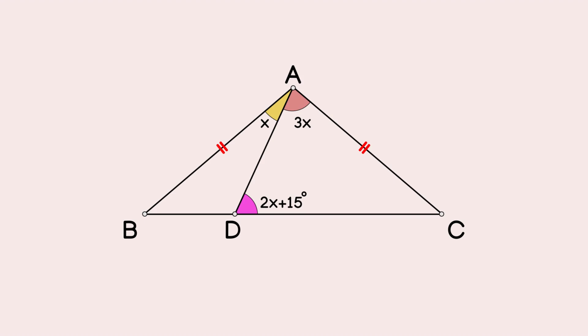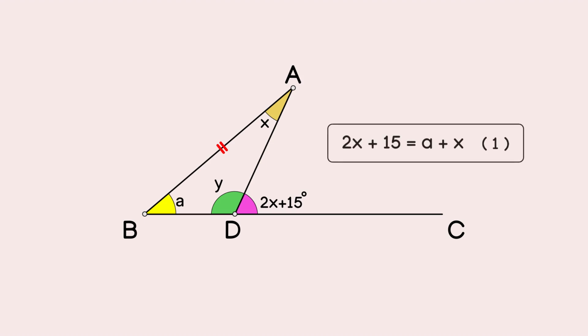Since the triangle ABC is isosceles with base BC, we can set the angles B and C equal to alpha. We also set the angle BDA equal to y. What do we notice? The angle ADC is an exterior angle of the triangle ABD. According to the exterior angle theorem of a triangle, it must be equal to the sum of the two opposite interior angles of the triangle. This consequently gives us the equation 2x plus 15 equals alpha plus x.